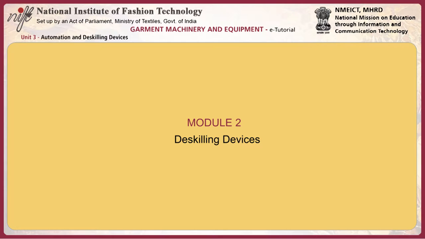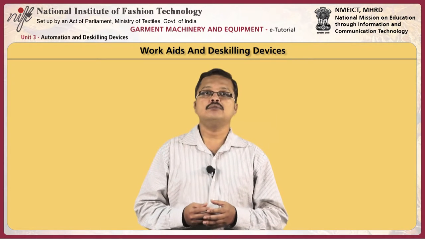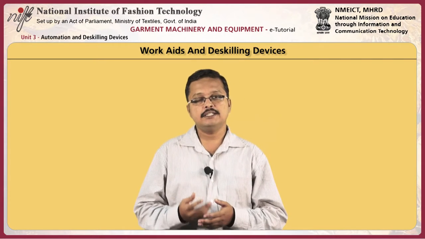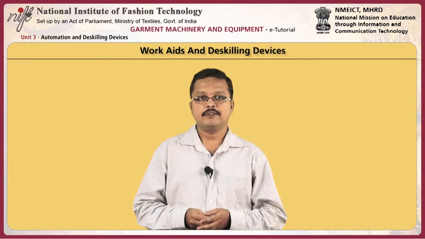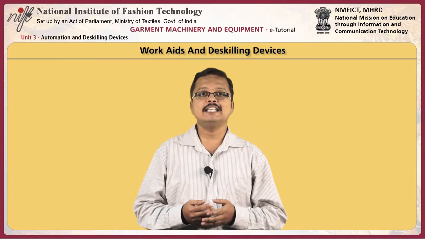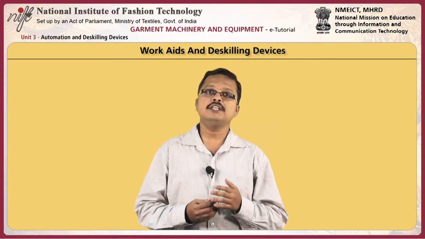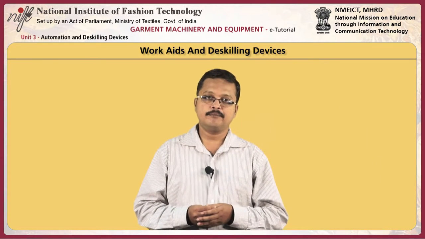This module focuses on deskilling devices. Any addition made to a basic sewing machine with the objective of making the work easier is generally called a work aid. They are also called deskilling devices, as without these devices, a higher level of skill will be required for executing the same operation.